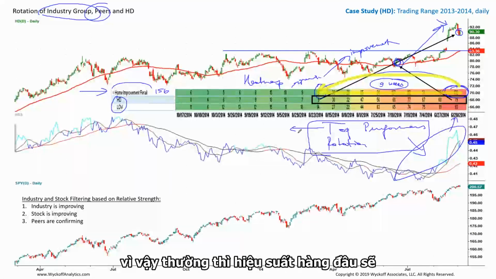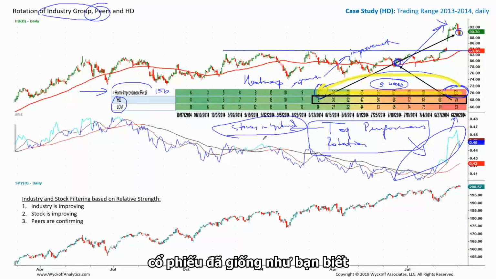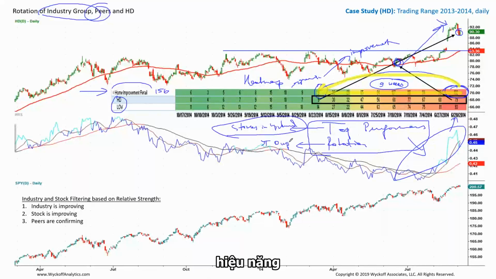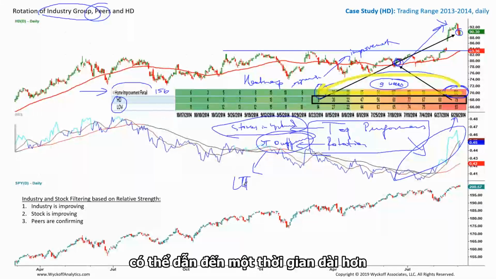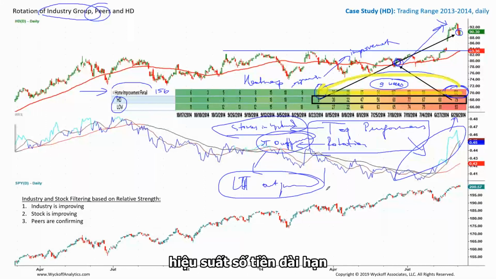So usually the top performers would define the stocks in the uptrend. And sometimes students would complain, well, the stock is already with such big relative strength, it usually would mean that the stock is traveling up. It's in the uptrend. But rotation suggests a short-term outperformance. And the short-term outperformance could lead to a longer-term outperformance. And that's what we want to capture, a long-term outperformance.